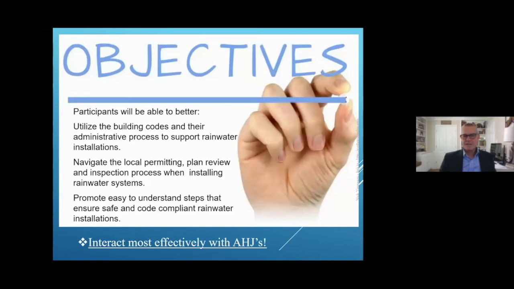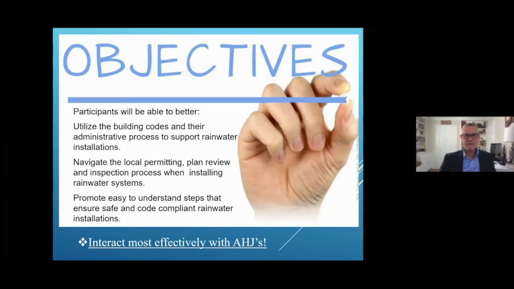So the objectives, which I take very seriously, I will loop back to at the end of the presentation to make sure that we've covered what was intended. I want to make sure that you can better utilize these codes to your advantage. I want to make sure that the codes are written for everybody to use, not just the code enforcement officials, not just the designers, but also the users and the applicants and the installers and everybody in between. So I want to make sure that what you have in front of you that would be available to help get rainwater systems installed is clearly conveyed.